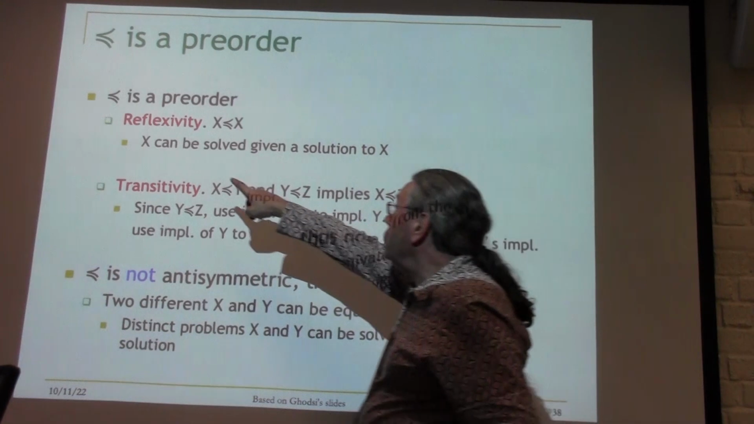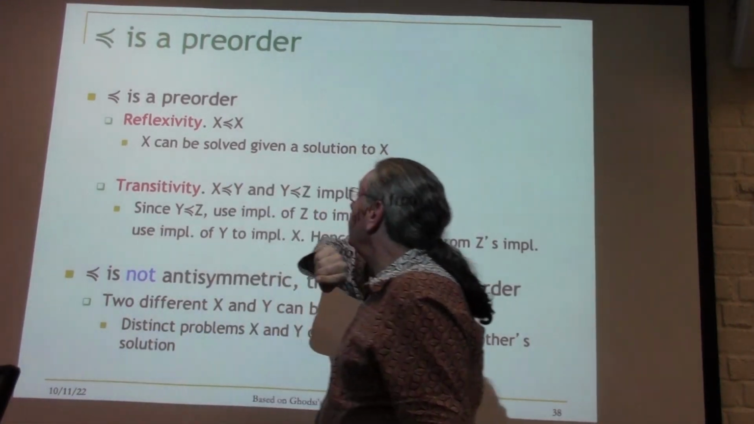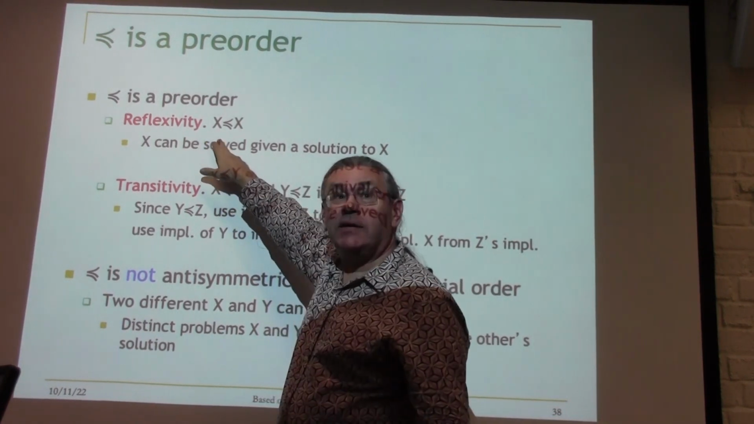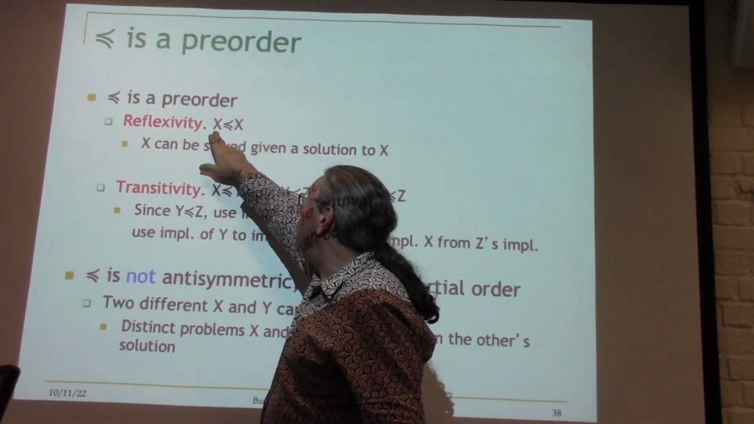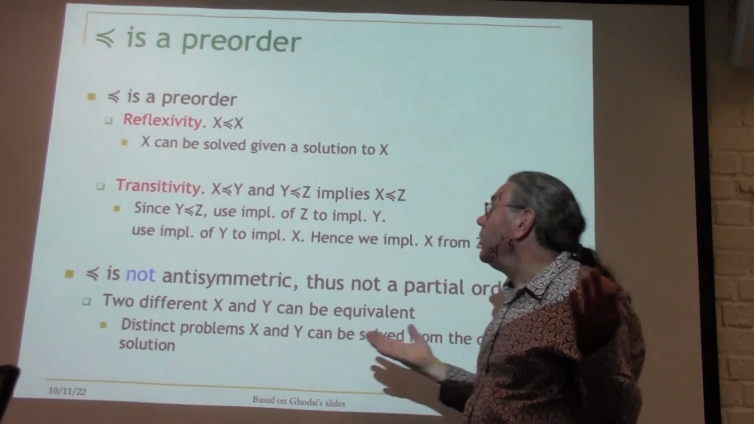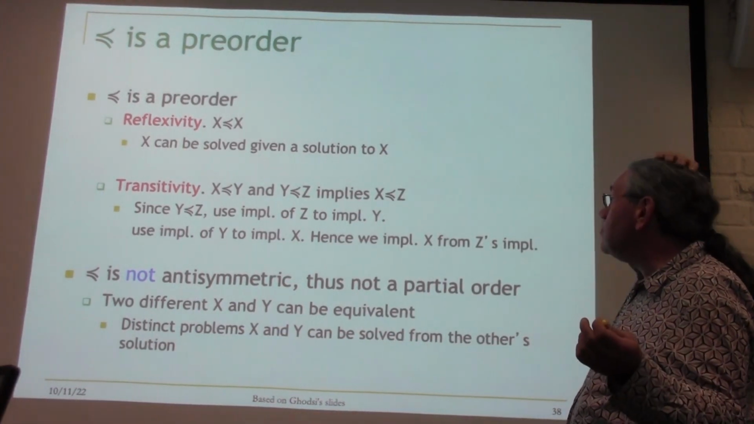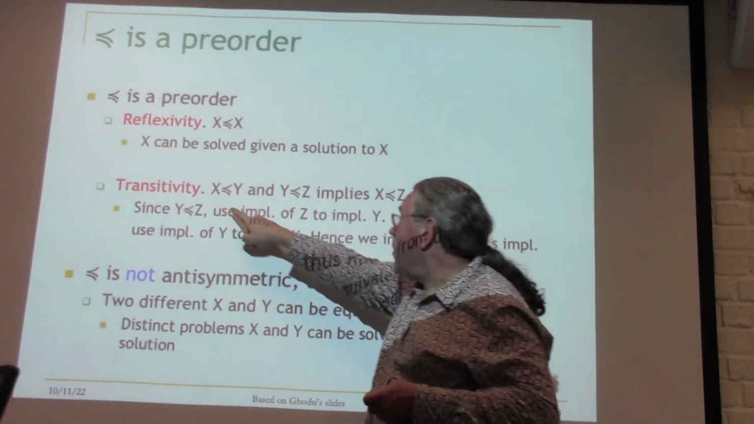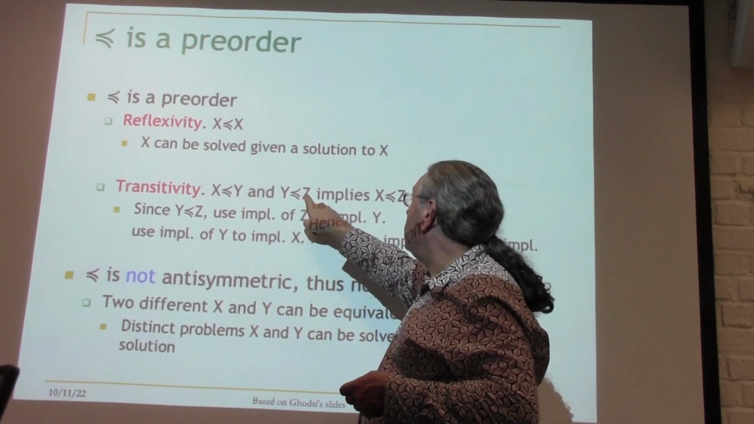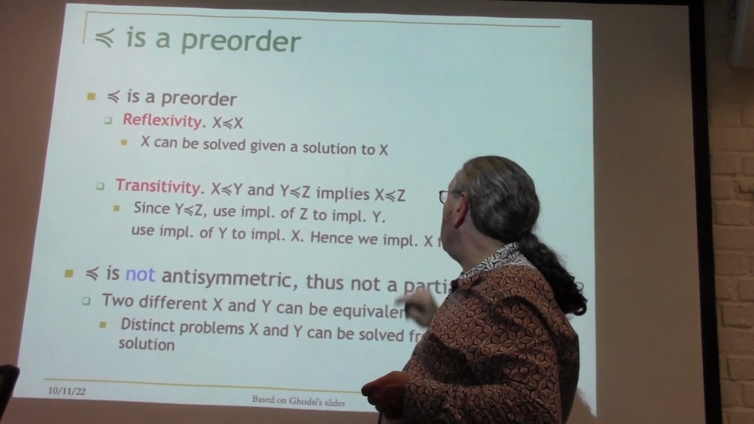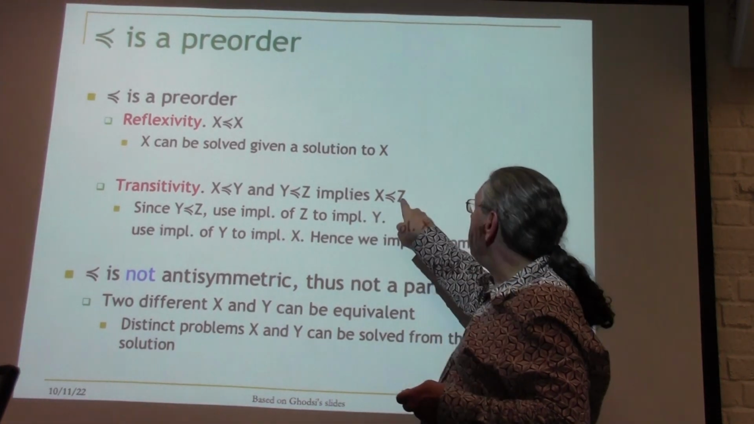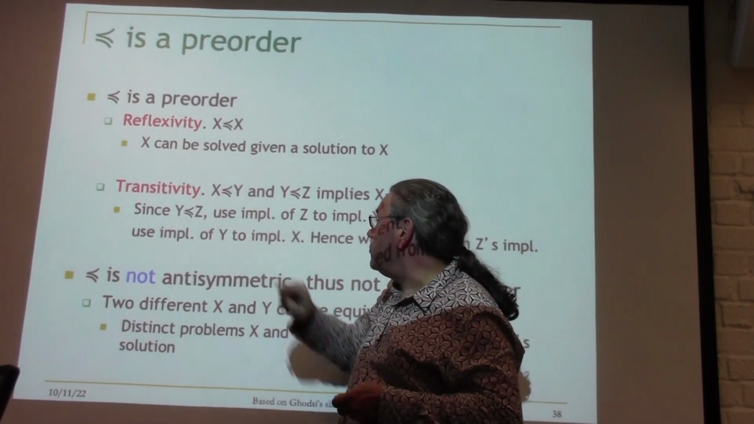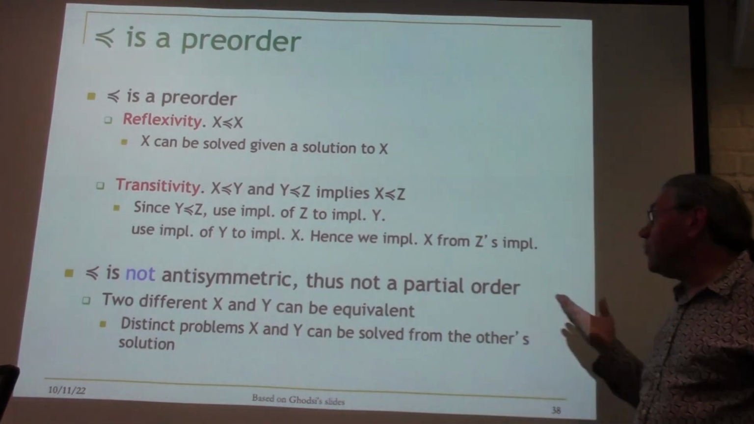So reducibility is a pre-order, and it's easy to see. If I can solve x, then I can solve x by using x. That's pretty straightforward. X can be solved given the solution to x, so it's reflexive. Transitive: if x can be solved using y and y can be solved using z, then x can be solved using z. I take my implementation of z, use it to implement y, and use that implementation of y to implement x. So it's transitive.